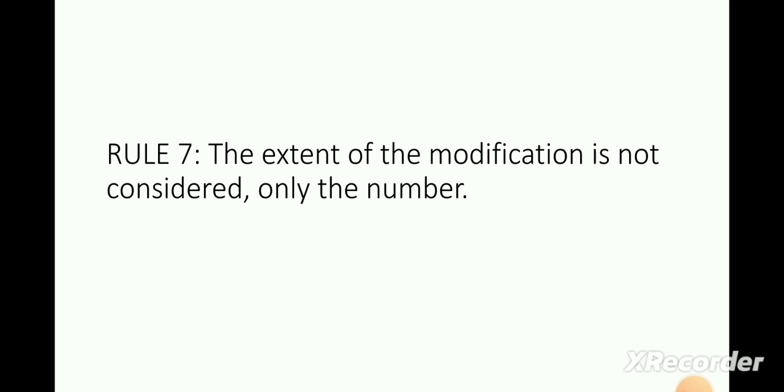Rule number 7. The extent of modification is not considered, only the number. Whether it is a short or long modification. What is modification? Edentulous area other than those that determine the classification. Whether it is short or long, that is not considered. Only the number is considered.